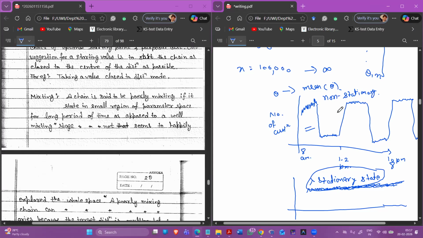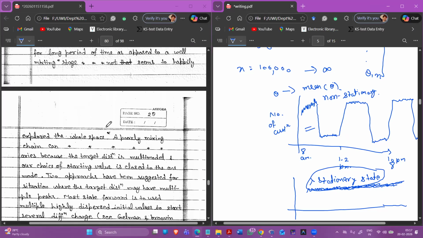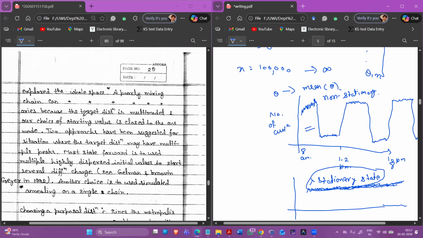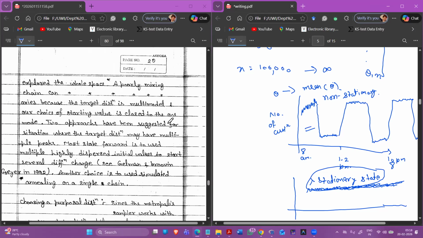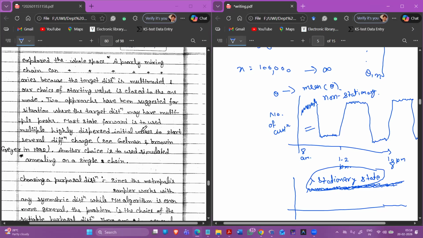This graph is called mixing. A chain is said to be poorly mixing if it stays in a small region of the parameter space for a long period of time, as opposed to a well mixing chain, which seems to happily explore the whole space. A poorly mixing chain can arise because the targeted distribution is multimodal and our choice of starting value is close to one mode. All right. So two approaches have been suggested for the situation where the targeted distribution may have multiple peaks.